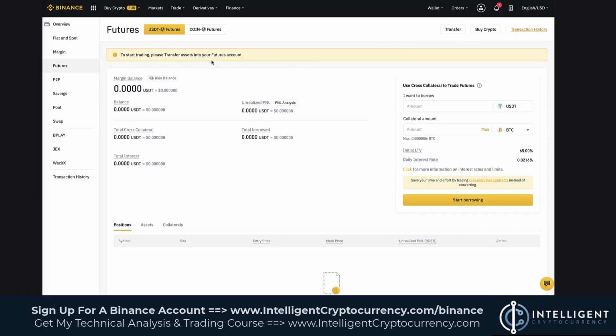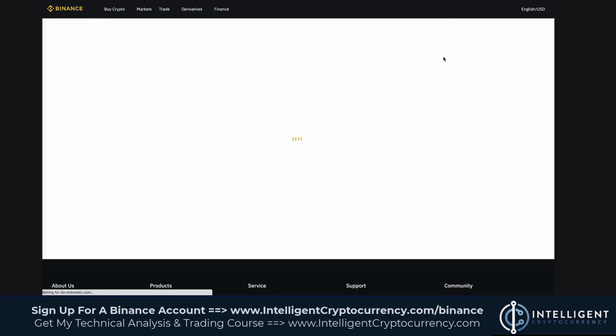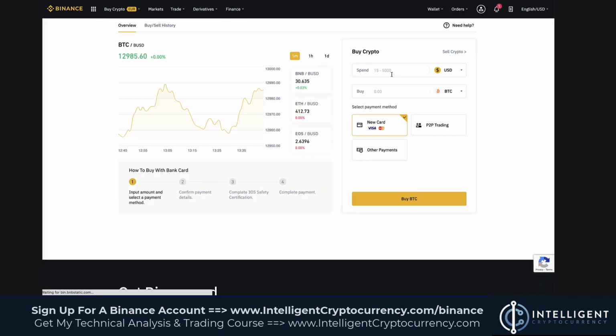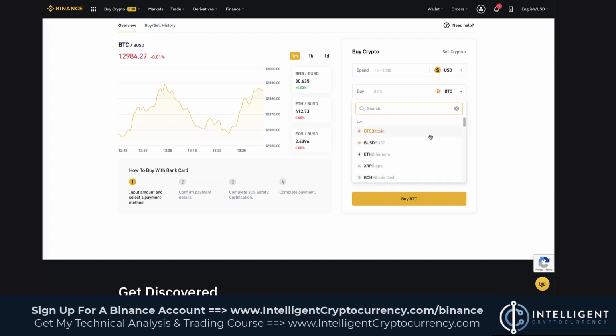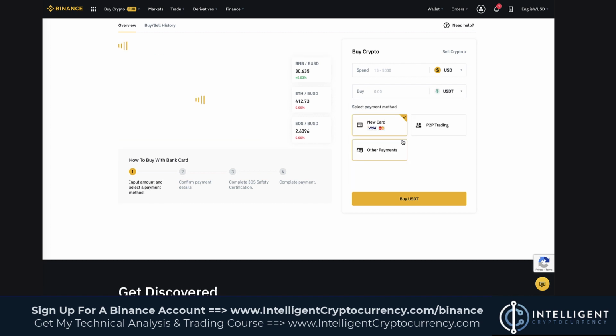Now, as you can see over here, to start trading, please transfer assets into your futures account. So what I recommend that you do is you can, like I said, you can either buy crypto, and if you don't have anything yet, so if you click on that, you would need to purchase either with your Visa card, peer-to-peer trading, or other payments, and you would obviously need to make sure your account is in order and verified enough to be able to purchase that. But you can see over here, so you can spend and you can buy, you should be able to buy USDT right over here, right?